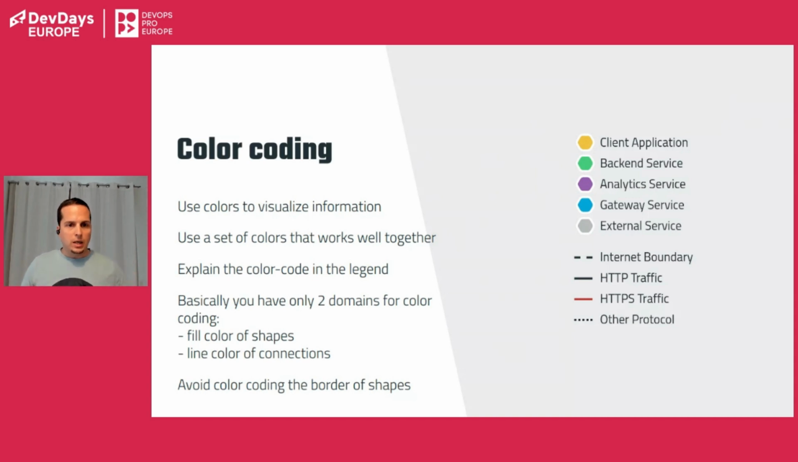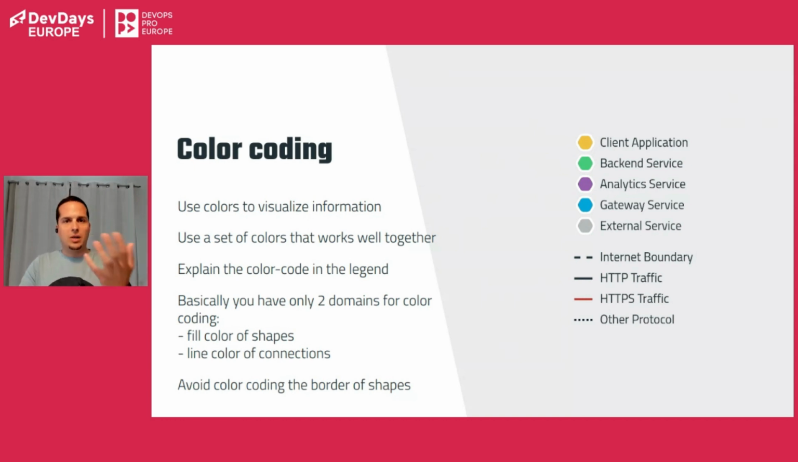So, as I said, use a set of colors that work well together. You need to explain the color code in the legend, and be careful. I think you can only have 2 domains where you can use color coding without any worries, and that is the fill color of the shapes and the line color of the connections. I like to avoid using color coding for the borders of the shapes because it can get really distracting. But I will show you an example later where I still use color coding for the border.